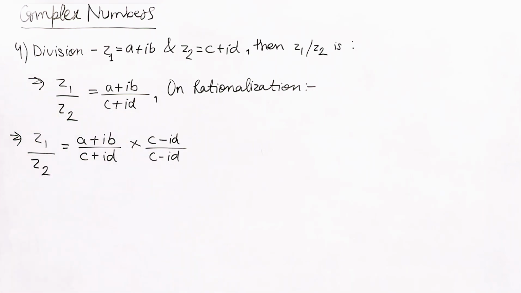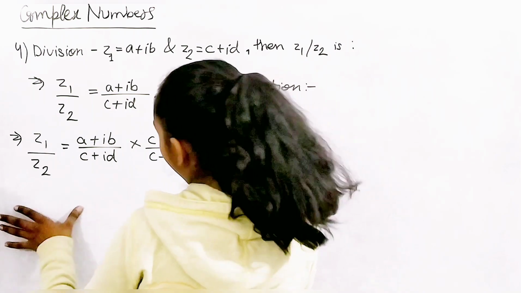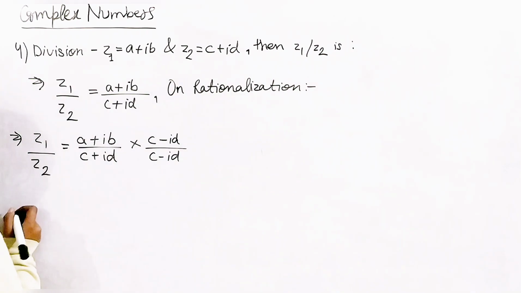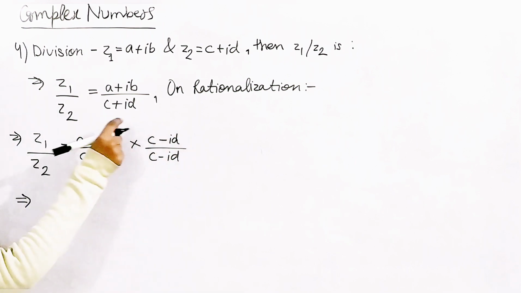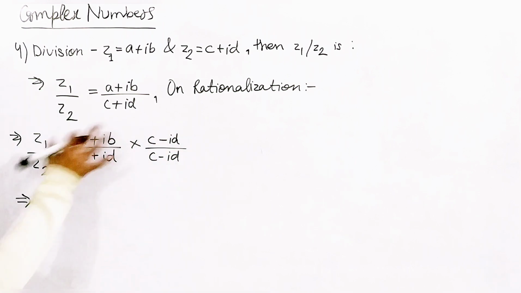So that was the first step of the rationalization. Then our next step is going to be really easy. After this step, let me write it from here. Okay, so what we have is this thing, so I'll just write this directly.